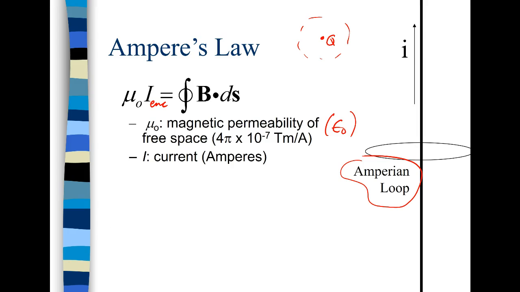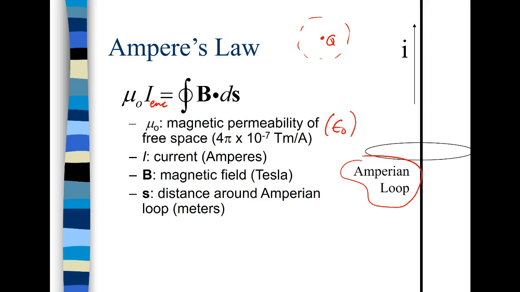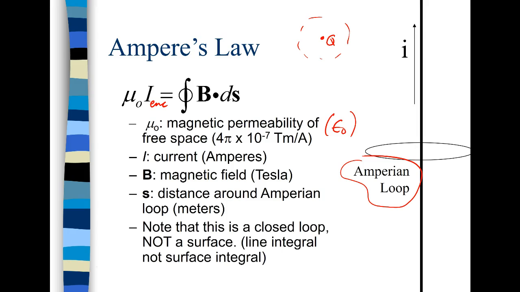I is the current in amps. B is the magnetic field in Tesla. And S is the distance around this Amperian loop in meters. And we want to point out that this is a closed loop, not a surface. So in other words, we're talking about a line integral, not a surface integral.